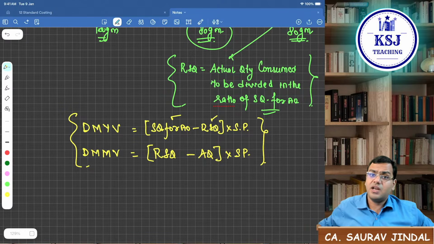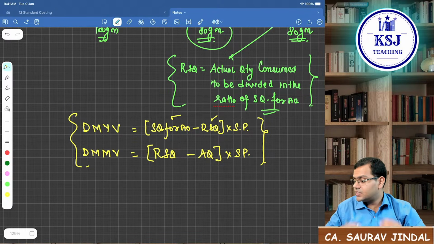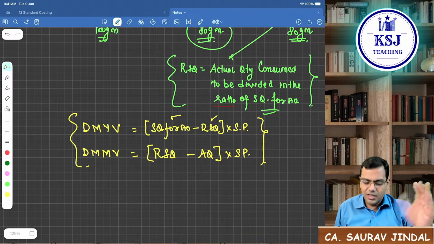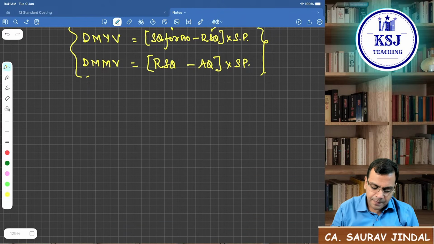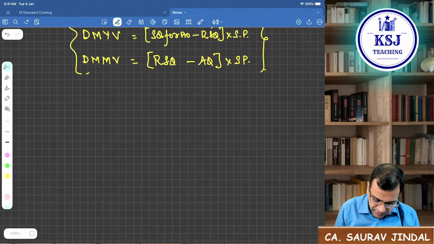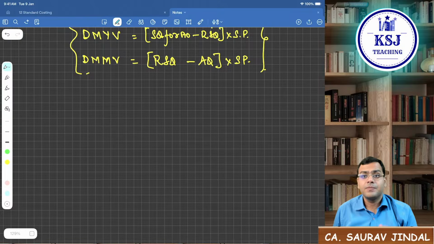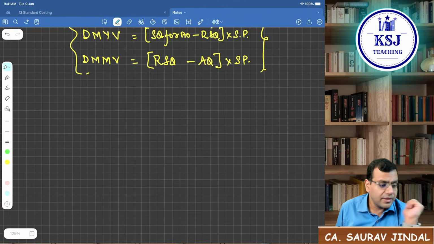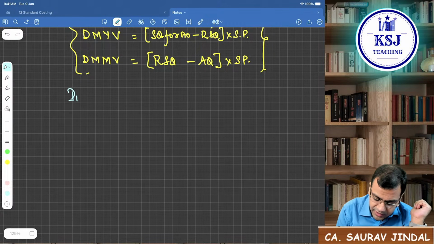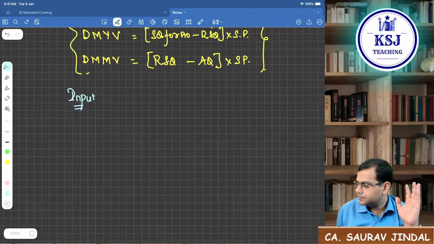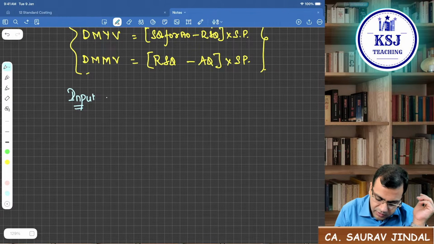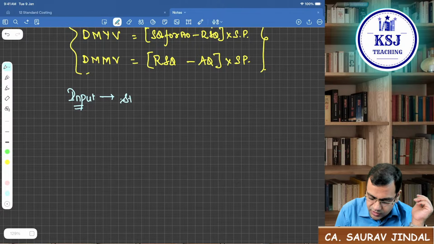Okay, so if you are clear with the material variances, then labor variances are now easy. Now, one very common thing that you will find in the material questions is that there is a certain input that you have done. They'll not give you the input. For the input, they will give you the standard ratio.